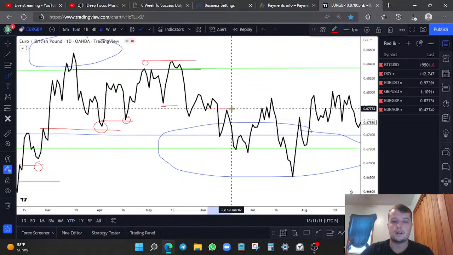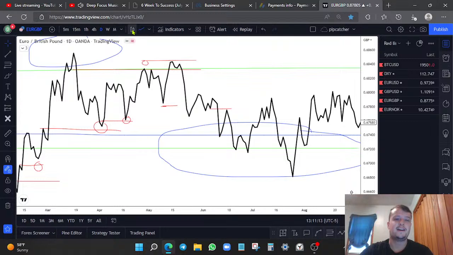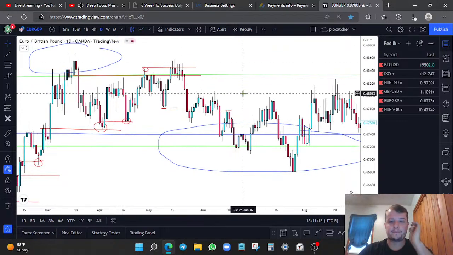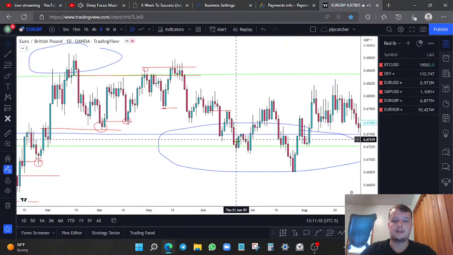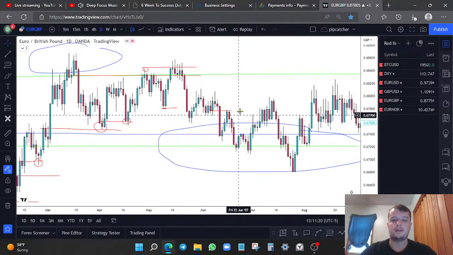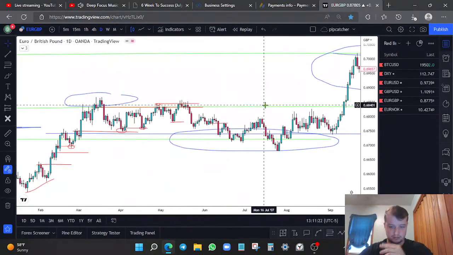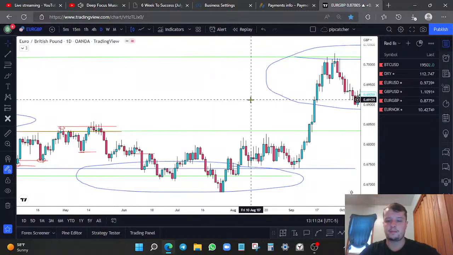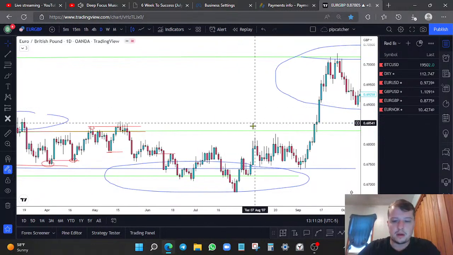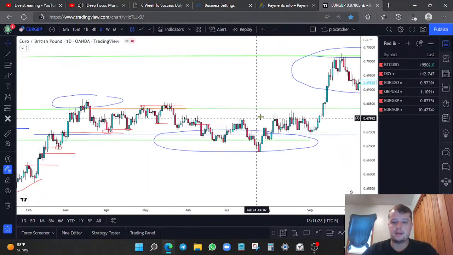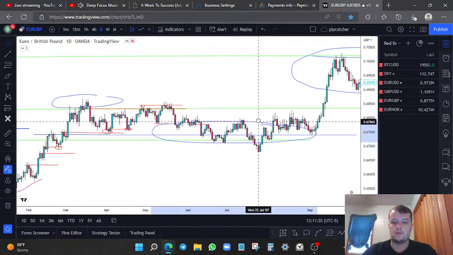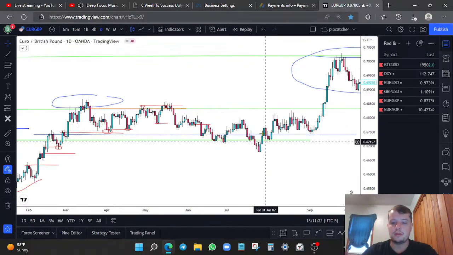I can't draw a straight line at all. You could be selling in this area right here. Here is that weekly circle that we have. We'll look at this area, I suppose.